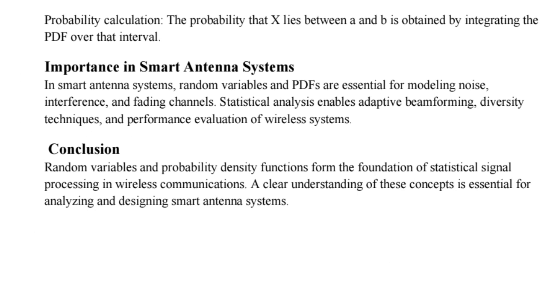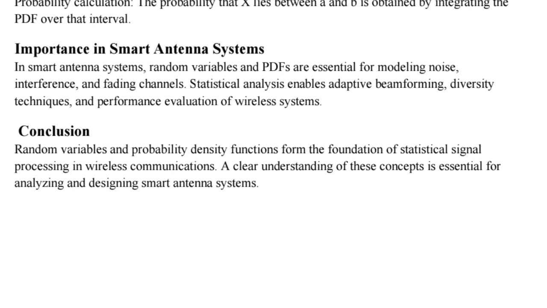Now we are going to discuss why this PDF is important in smart antenna systems. In smart antenna systems, random variables and PDFs are essential for modeling noise, interference, and fading channels. Statistical analysis enables adaptive beamforming, diversity techniques, and performance evaluation of wireless systems. And the conclusion: random variables and the probability density function form the foundation of statistical signal processing in wireless communication. A clear understanding of these concepts is essential for analyzing and designing smart antenna systems.